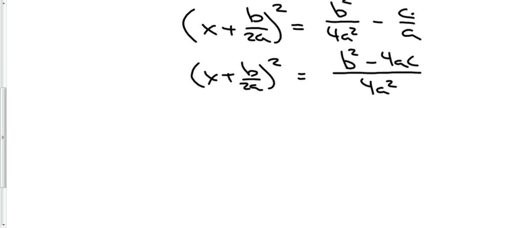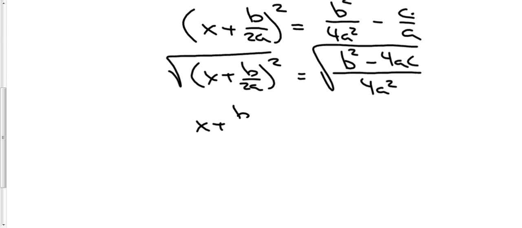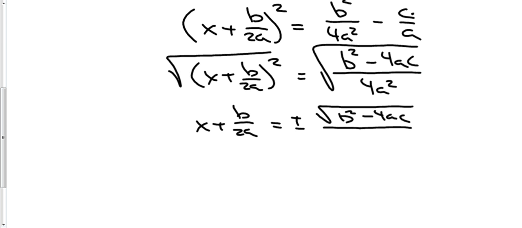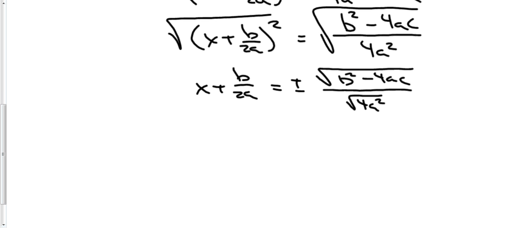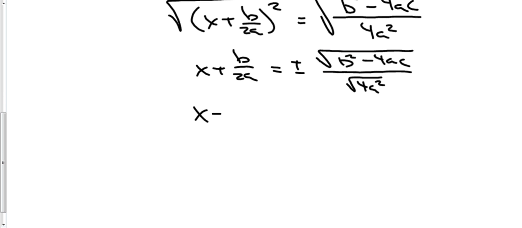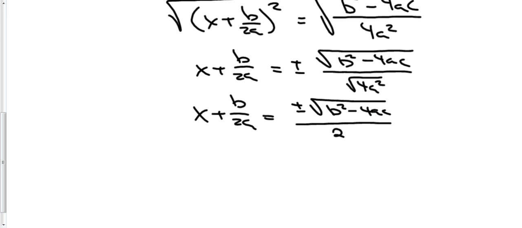Now, I'm going to take the square root of both sides, which leaves me with x plus b over 2a. That's going to equal plus or minus, because we took the square root of both sides of an equation, the square root of b squared minus 4ac over the square root of 4a squared. And I just separated this into two different square roots, which I'm allowed to do. And the denominator, if you can see, is actually a perfect square. So x plus b over 2a is going to equal plus or minus the square root of b squared minus 4ac over 2a. Square root of 4 is 2. Square root of a squared is a.